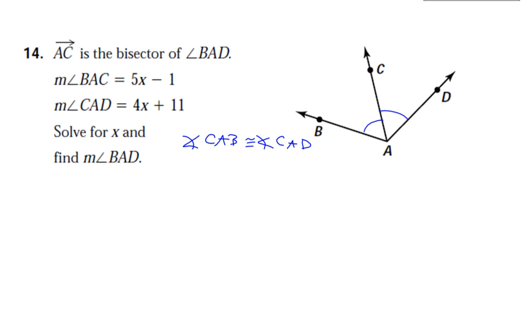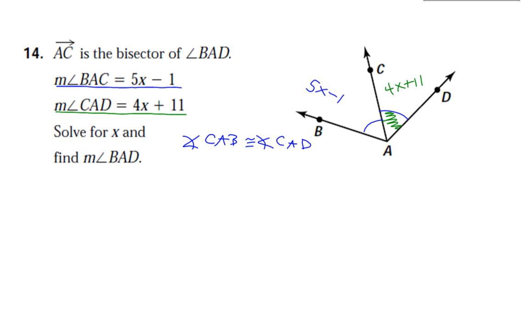Okay, so let's see what they're telling us. They're saying that measurement of angle BAC is 5x minus 1. By the way, BAC and CAB are exactly the same angle. And they're saying that the measurement of angle BAC is 5x minus 1, so I will put 5x minus 1 in my diagram. It's also telling me that the measurement of angle CAD is 4x plus 11. So CAD is this angle here in green, and that is 4x plus 11.